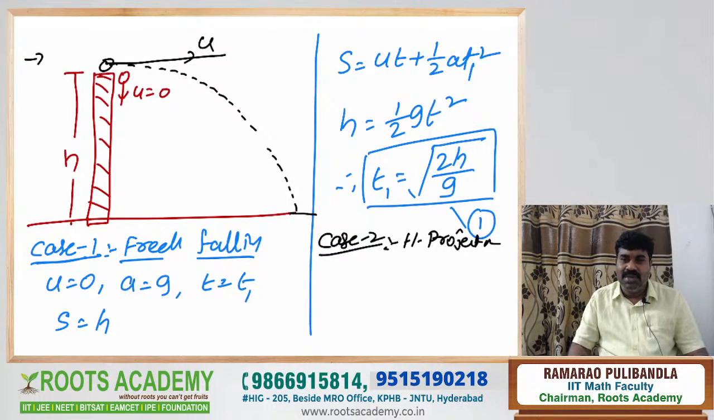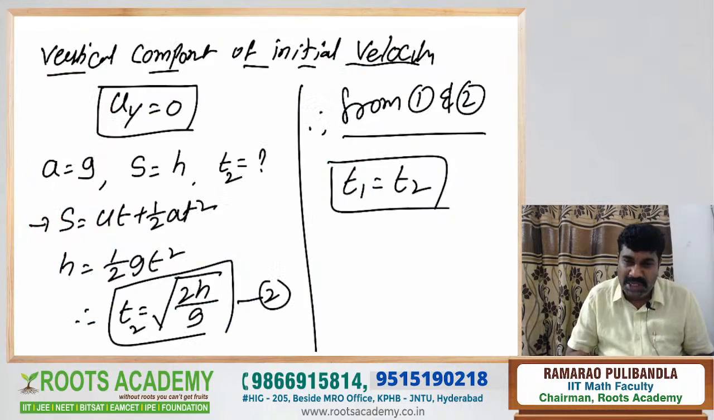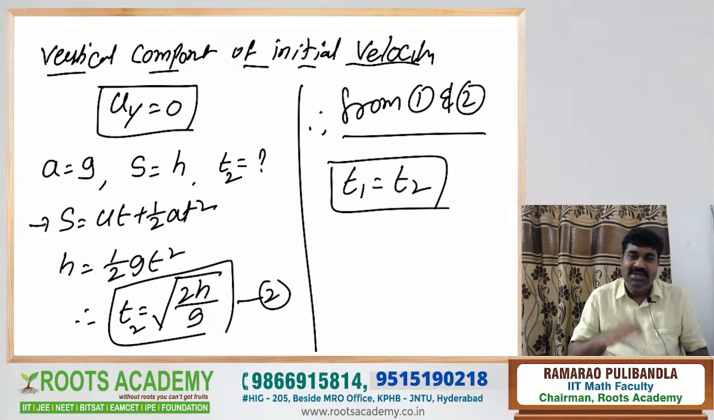the square root of 2h by g. And if the other ball is projected horizontally, then also the time is equal to the square root of 2h by g. So t1 is equal to t2. Now we go for the next problem.